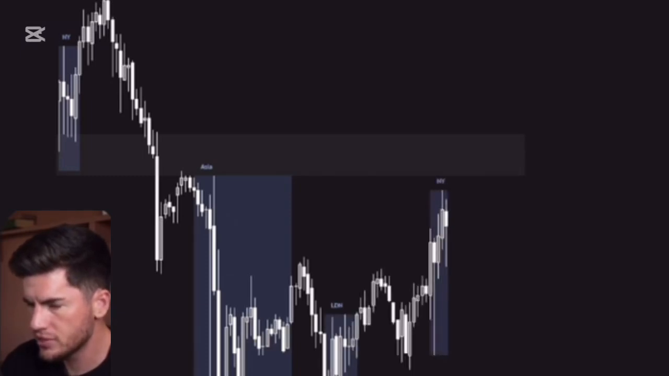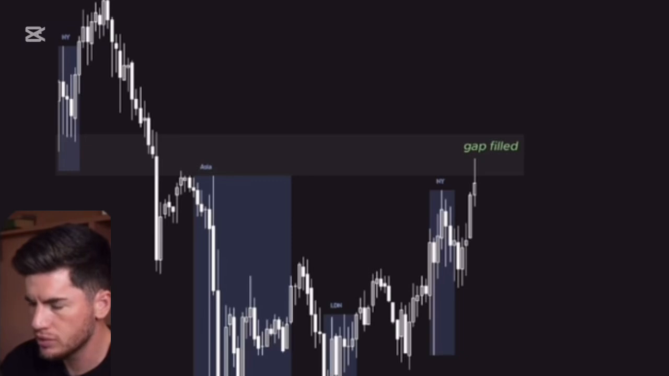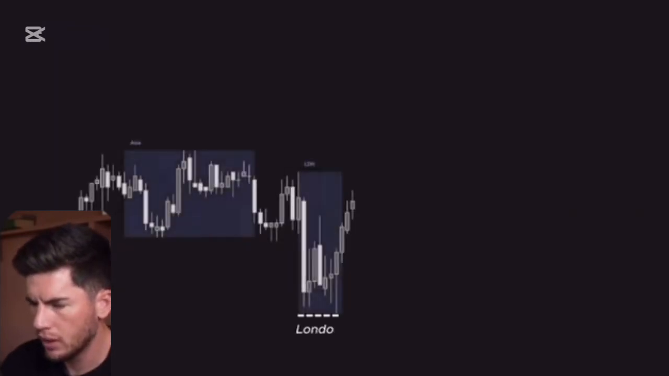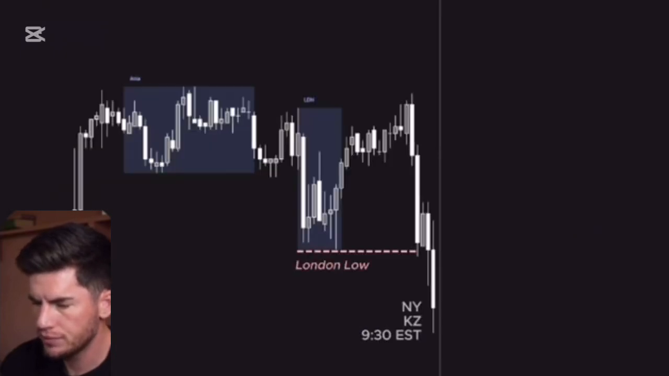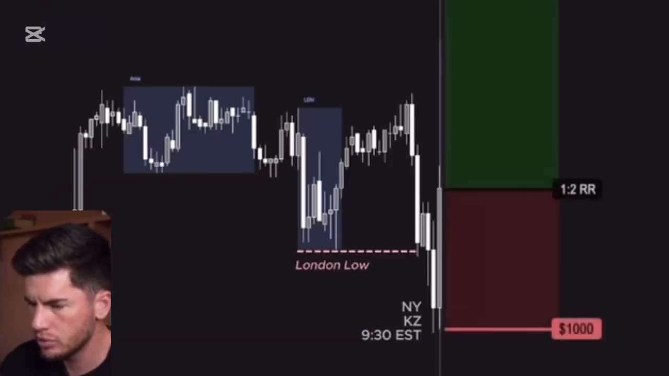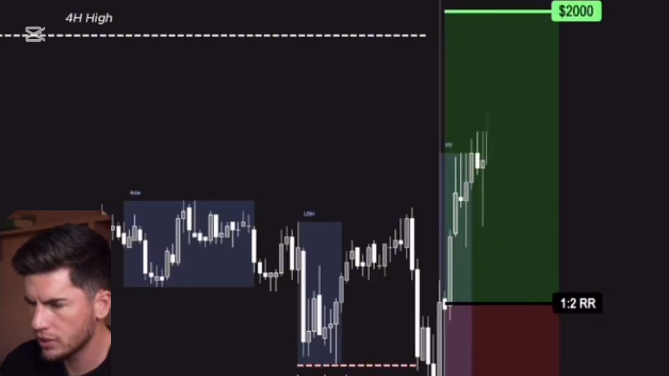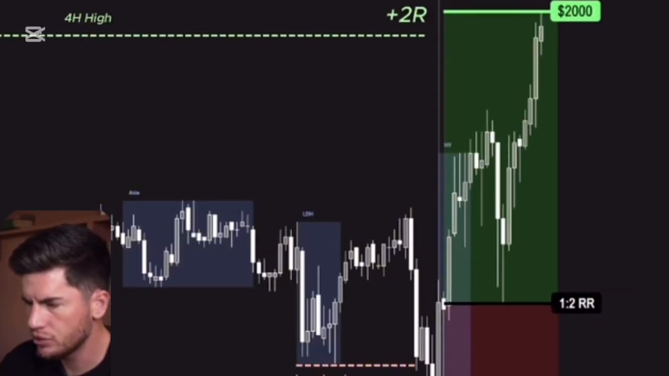This first day doesn't give us our entry model, but bias was right for the day. 4-hour gap has been filled. The next target is the structural high. So we simply wait for the next day. We mark out the lowest point of London and wait for New York open for timing and a bullish 15-minute retrace candle to close before taking our entry and targeting the structural high. Notice how the trade plays out.